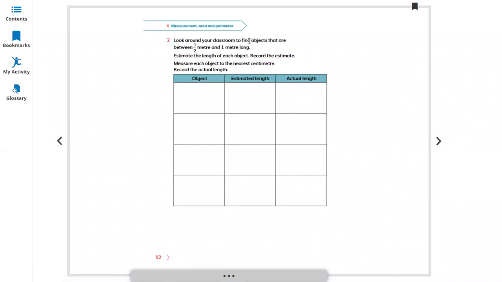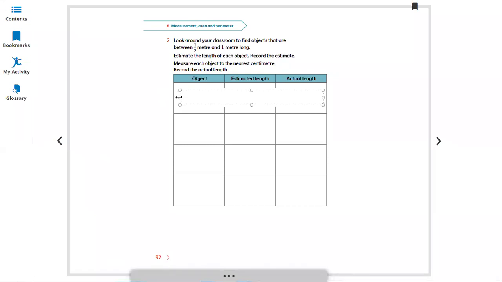Go around your classroom to find objects that are between half a meter and 1 meter long. Estimate the length of each object. Record the estimate. Measure each object to the nearest centimeter. Okay, record the actual length. Okay, let me write.